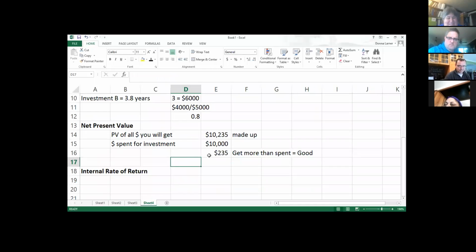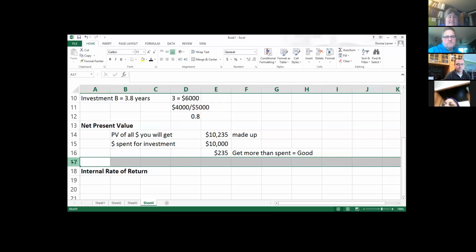Trying to put it in somehow a decent language. If you get more money back than you had to spend to get the investment, even if it's just $1, this method would say that investment is worth doing. At present value, not over. Right, the present value of what you get back. So we don't know the present value of A or B yet until we go through the calculations. But that's the theory behind it.